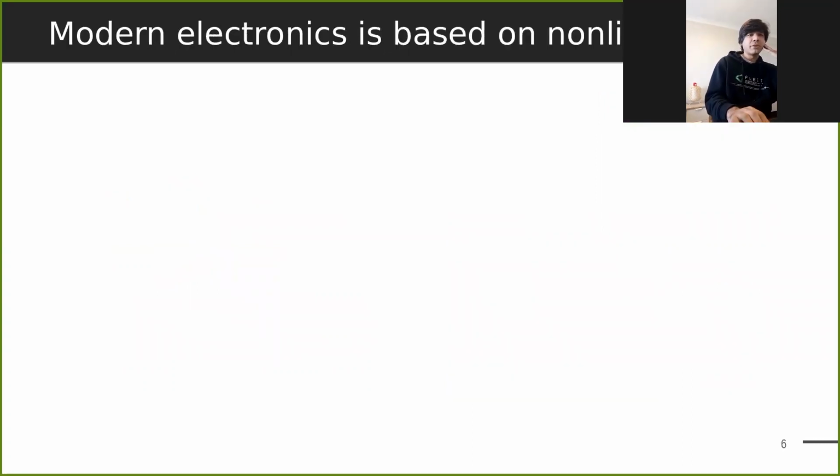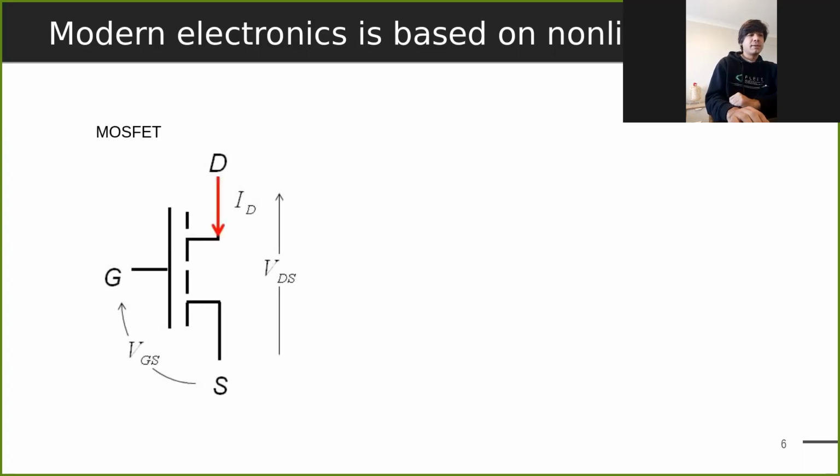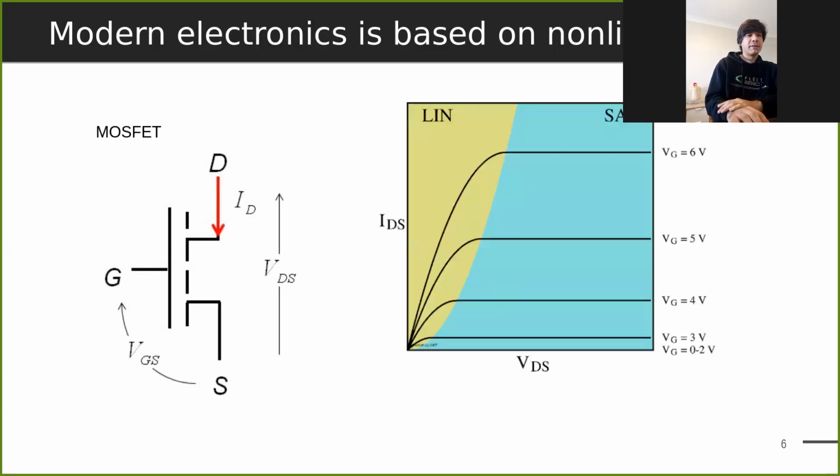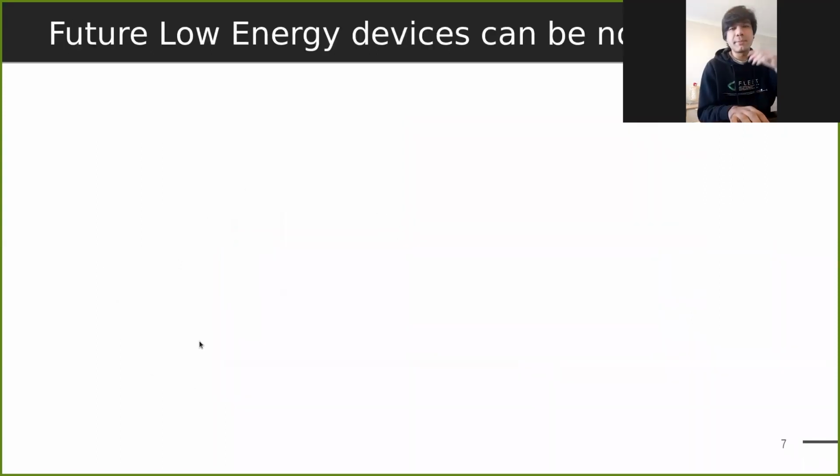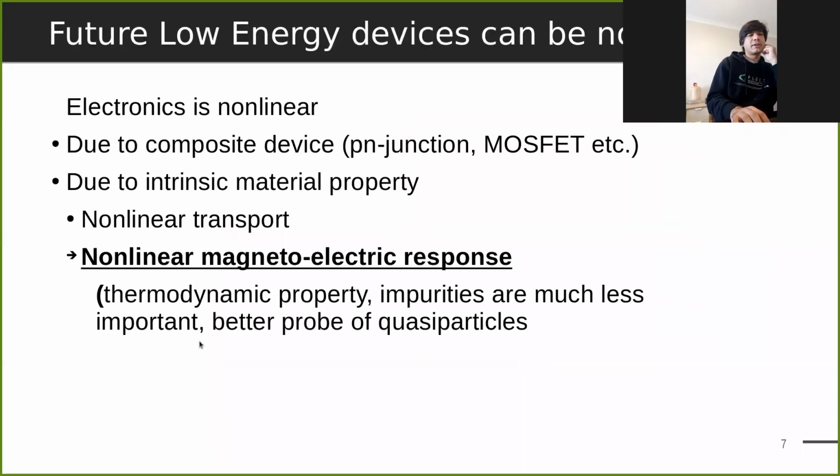And by far the most useful electronic component, probably of all times, is the transistor. Here's a MOSFET, and it also has a very nonlinear IV curve. Not only is it a diode, when the drain source voltage is reversed and it's positive, it has linear and saturation regions depending on the applied gate source voltage. So the takeaway message from this introductory part is that electronics is nonlinear.